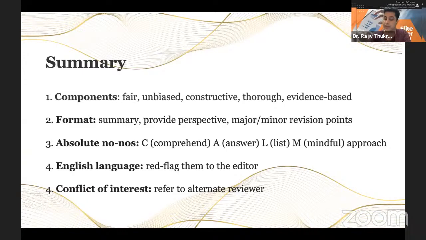Recommend that if it's really worth publishing to the editor, and suggest to the authors to improve their English by either referring them to their friends or going through that again. And when you have a conflict of interest, I think the best is to go back and inform your editor of the same. And if not, then refer to an alternate reviewer.